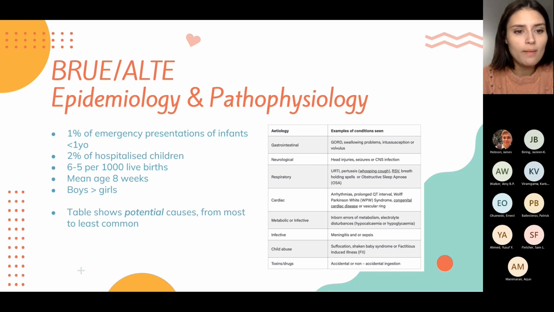I've popped a table in there with potential causes. Again, I won't waste time going through all these now, but they are there for you to look into in your own time. But you can see that it's a really wide range of causes that can lead to these events. So it's important to really do a thorough examination, and if you find any abnormalities or suspect something might be the root cause, to investigate that further.